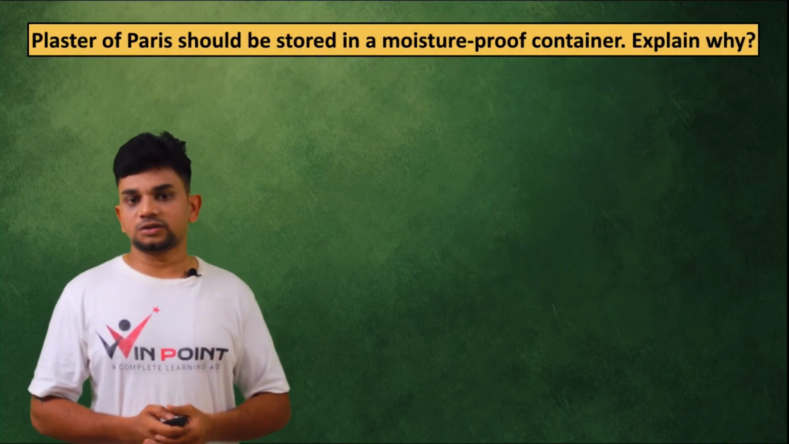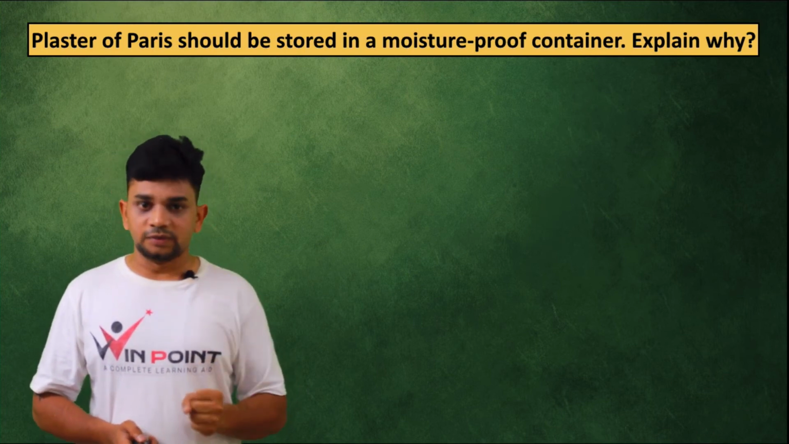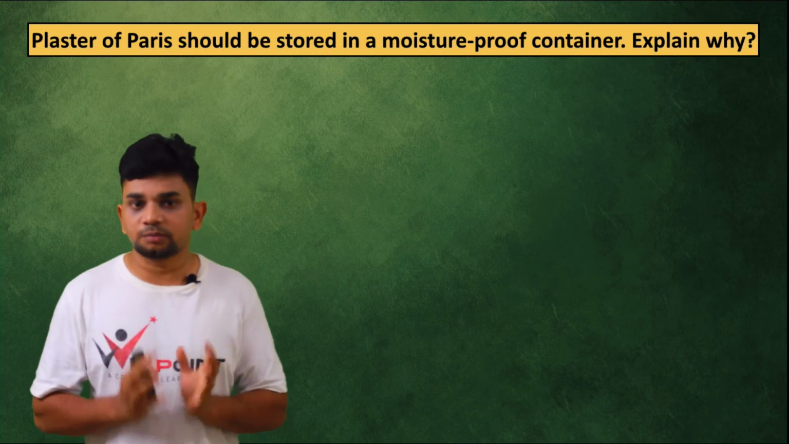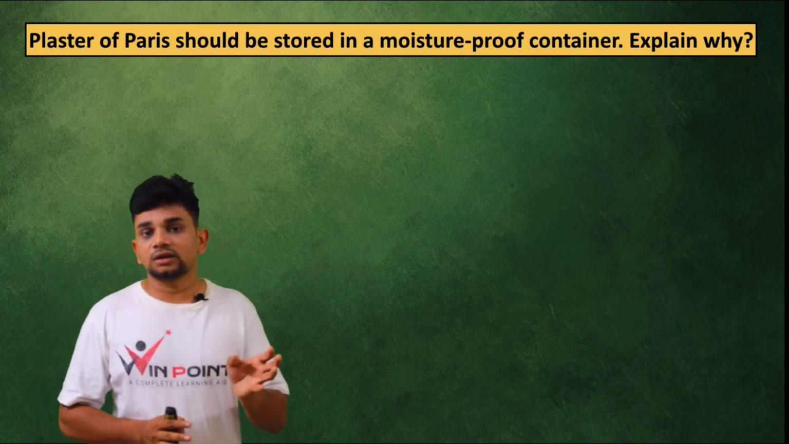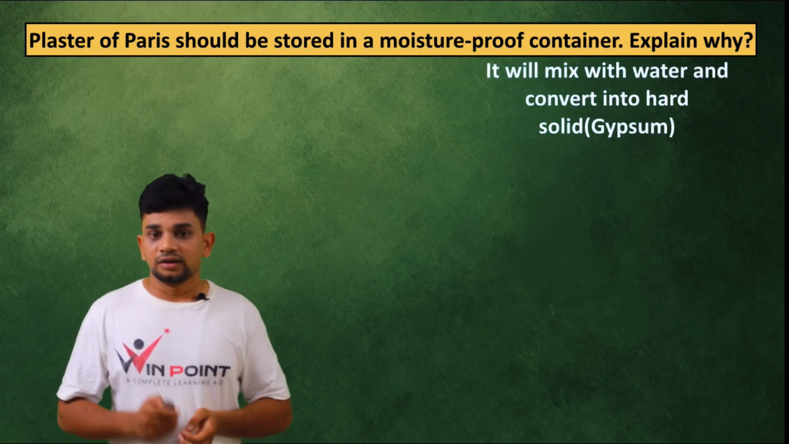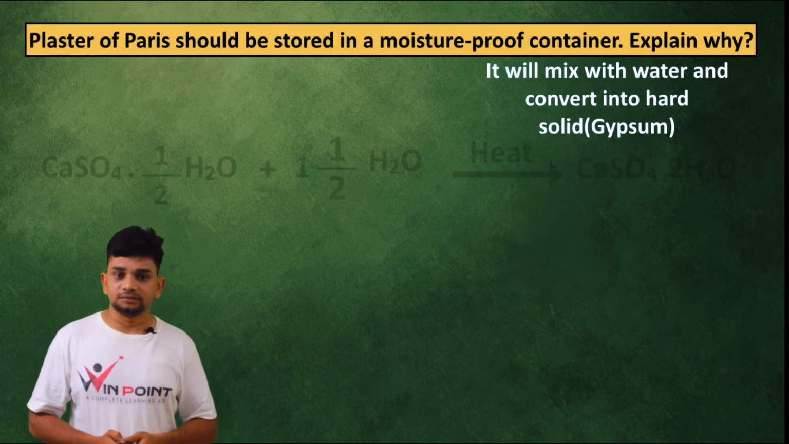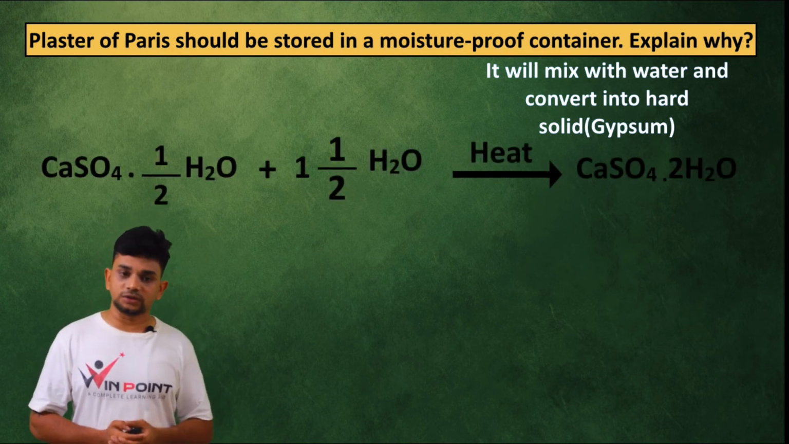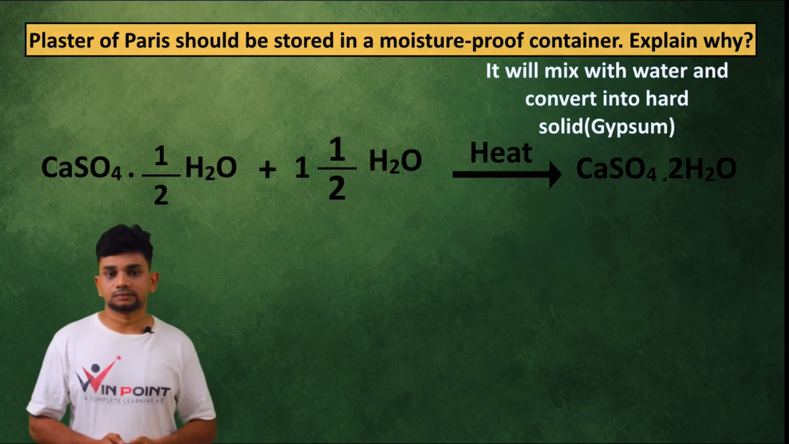Plaster of Paris should be stored in a moisture-proof container. Explain why. We need to keep the plaster of Paris powder in a moisture-proof container. When water is mixing with plaster of Paris, it will convert back to the solid substance gypsum. It will mix with water and convert into hard solid gypsum. The equation is CaSO4 half H2O plus 1 and half H2O gives CaSO4 dot 2 H2O.